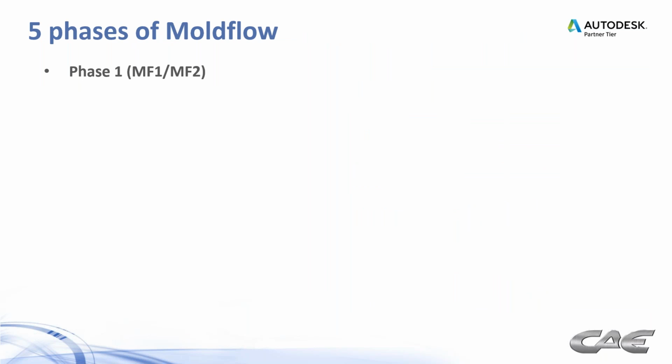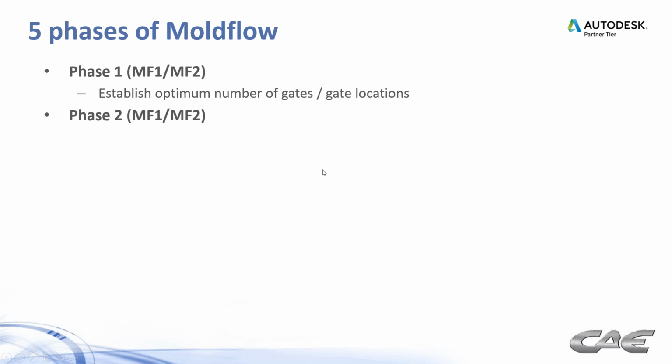So along with those 3 phases, MF0, MF1, and MF2, we have 5 phases. So phase 1 is involved in MF1 and MF2. It's to establish the optimum number of gates and gate locations. Phase 2, also MF1 and MF2. The goal there is to establish a material delivery system layout and design.